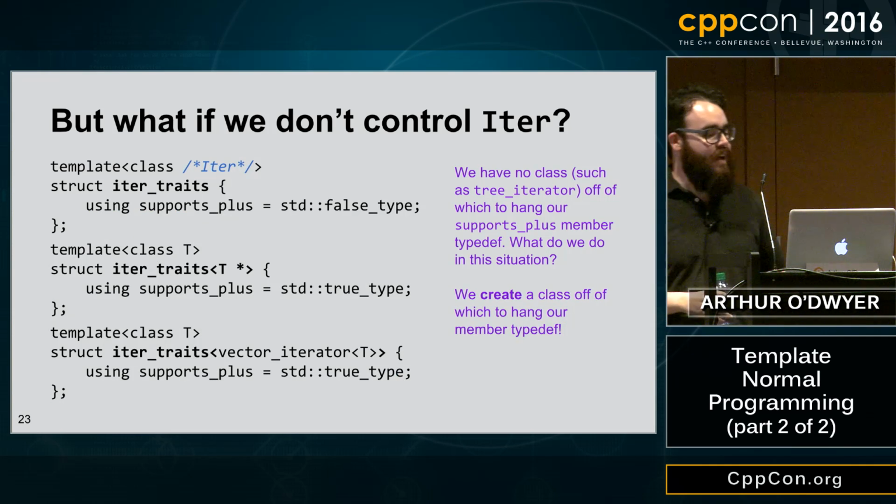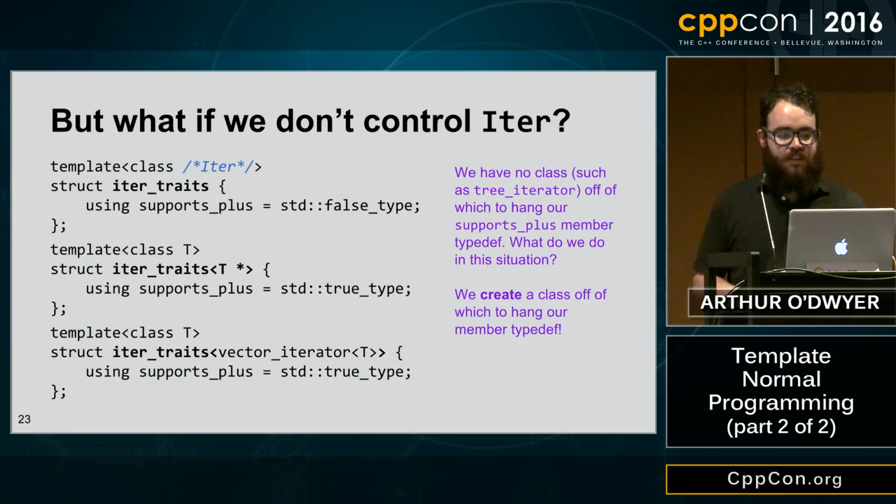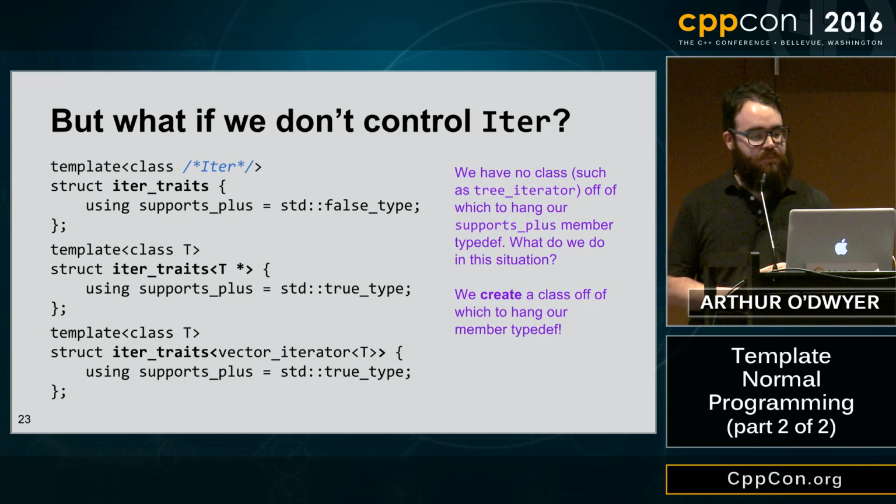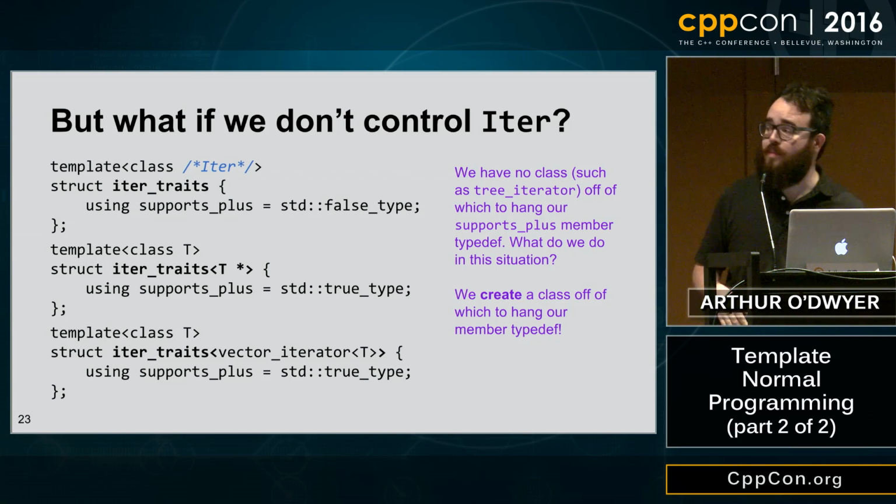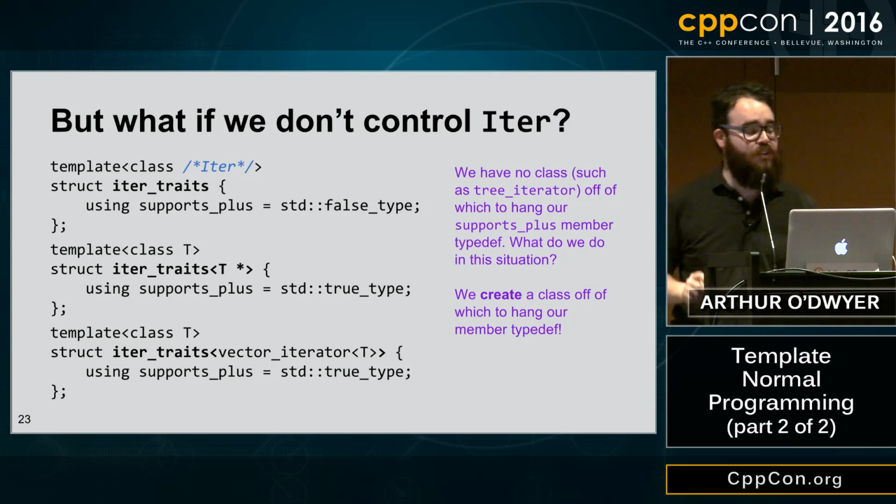We make one up. So I'm going to make up a new class. I'm going to call it iter_traits, and it's going to be a class template, and the primary template is going to say by default supports_plus is an alias for false_type.